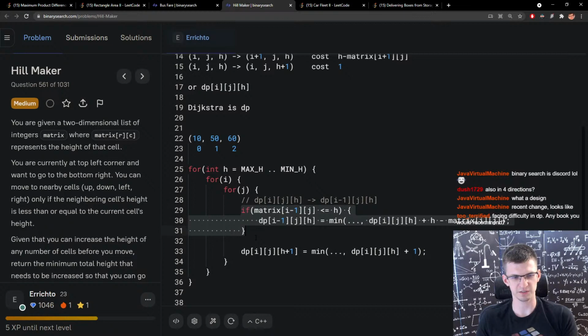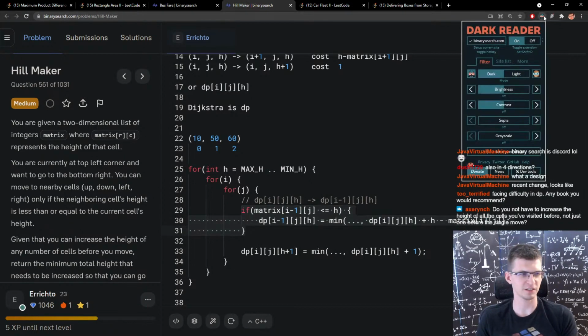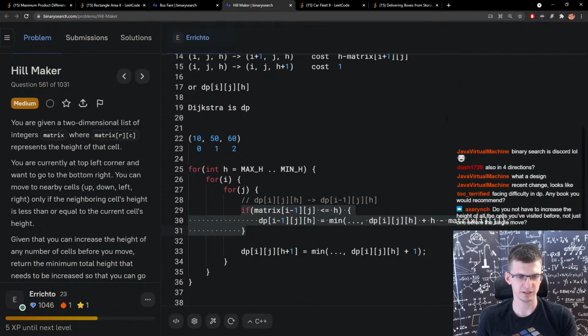Binary search is Discord. Yes, it is. But this design comes from the fact that I turned on an extension of Dark Reader.